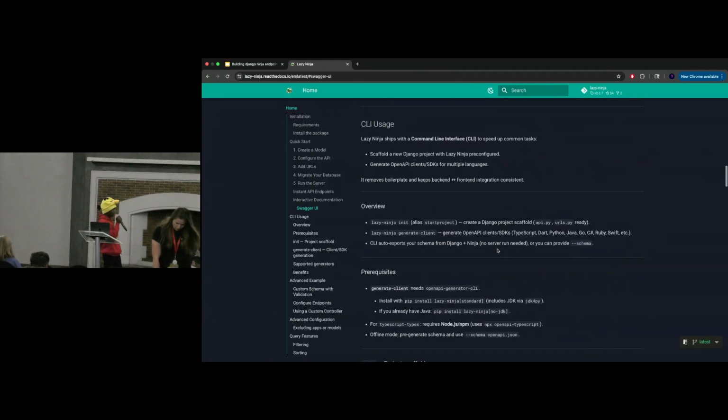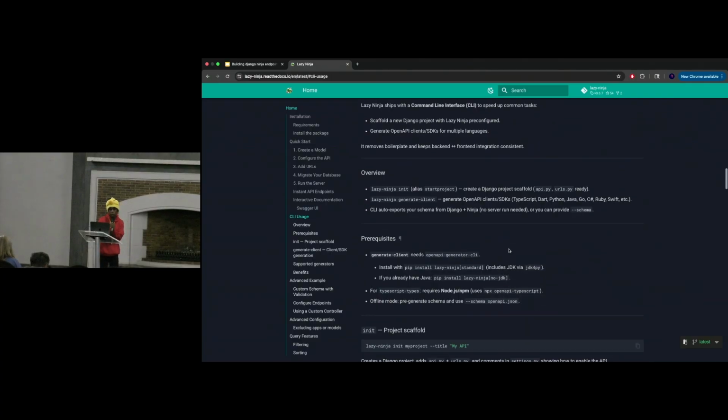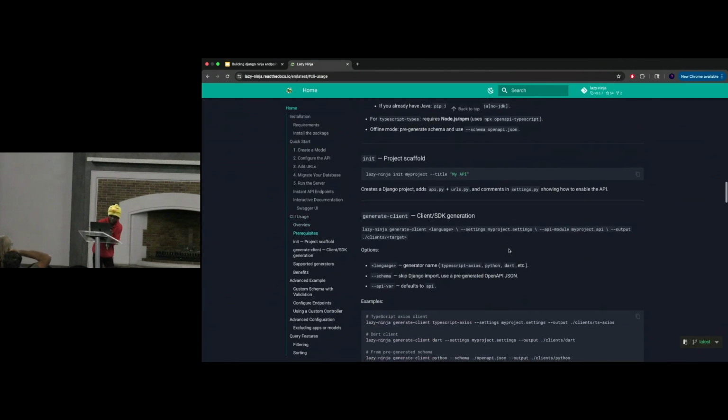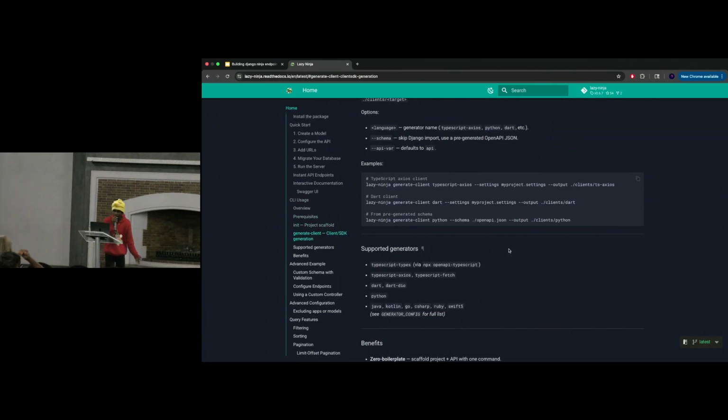And something else that it brings is that you can actually generate an identity model if you want to add validation for your models, for example. And you can also generate OpenAPI clients for different languages. You can generate for JavaScript, Dart, Python, Java. You can just write a command line, and then you have the clients there using OpenAPI.